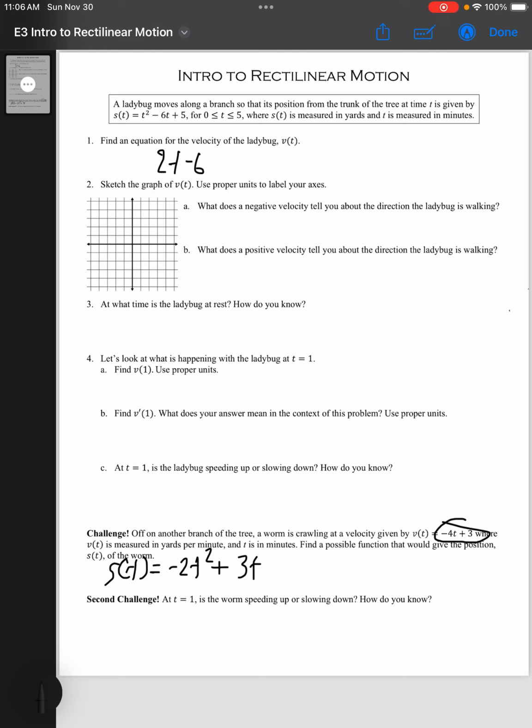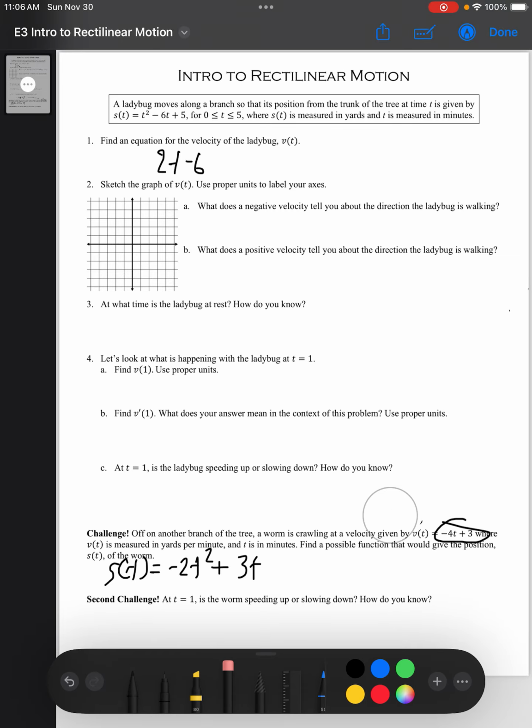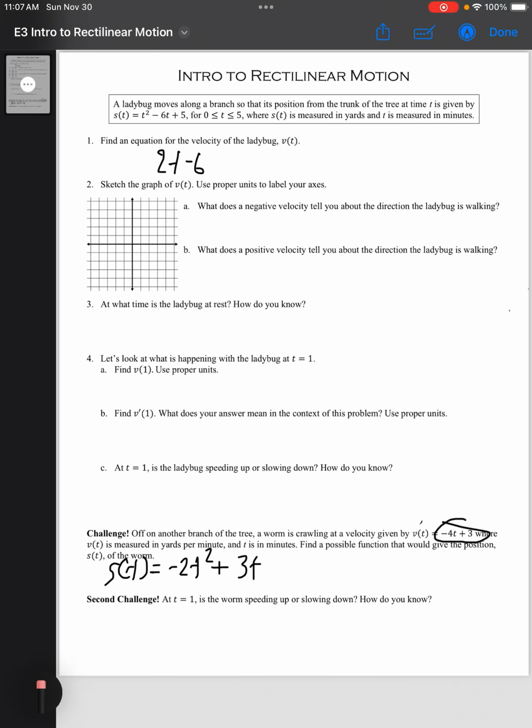If you think about it in an overall sense, this makes a good position function, because when we find the derivative of this, when we find the velocity function, we would have, let's take the derivative, negative 4t plus 3, which is the same as here. So this is a good position function. Find a possible function that would give the position. So yeah, this is our answer. And second challenge, at t equals 1, is the worm speeding up or slowing down? Oh yeah, this is the worm.